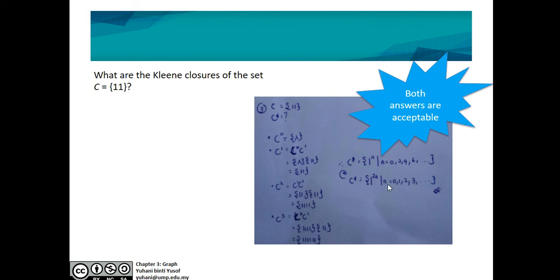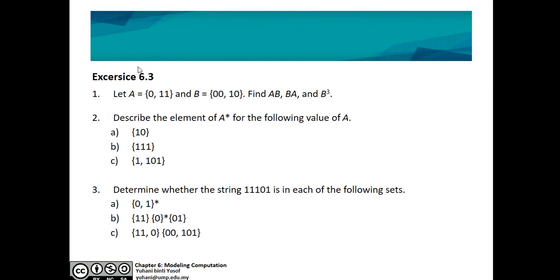If it is 0, it means 1 to the power 0, no repetition, which represents C0. If n is 1, then 2n is 2, so 1 is repeated 2 times, giving 11. If you use this form and substitute 0, it means no repetition, which represents C0. If it is 2, you have 1111, which represents C2. Both answers are acceptable. I hope that you are clear with that, and I hope you will try exercise 6.3.